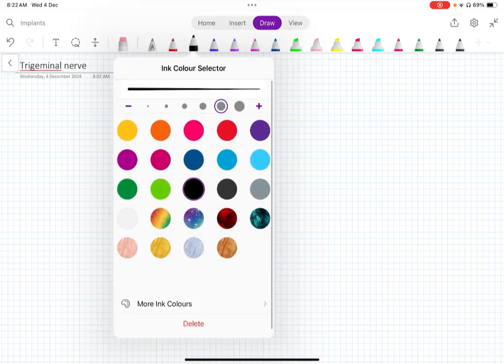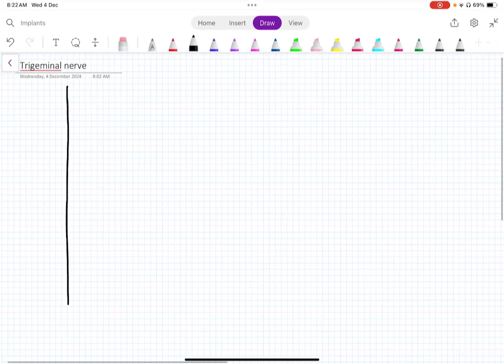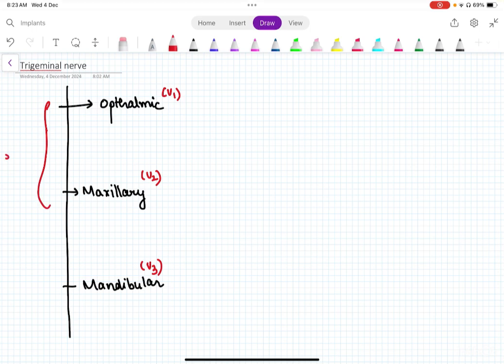Alright, so it is very interesting. First of all, trigeminal nerve, it has three divisions. This we know: ophthalmic, maxillary, mandibular. Now you also know this is V1, this is V2, this is V3. Alright. Now you should also know that these are sensory and this is sensory plus motor. Alright, this much information is alright to take in.